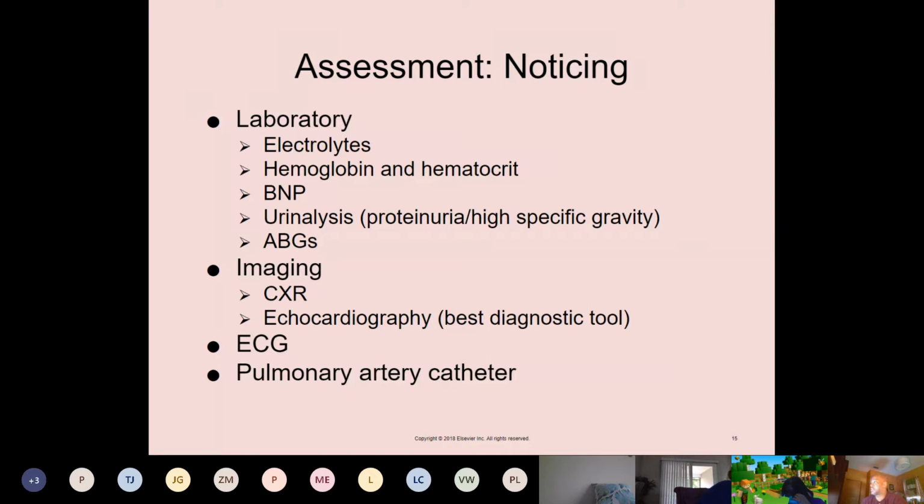So electrolyte imbalance can occur from complications of heart failure, or can also occur due to side effects from drugs such as your diuretics. So remember to check your sodium levels, potassium, magnesium, calcium, as well as your chloride levels. So labs are very important.